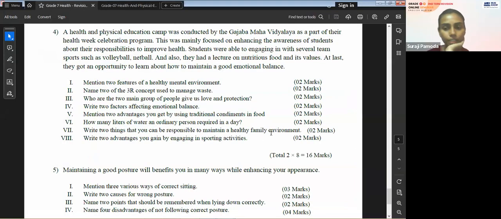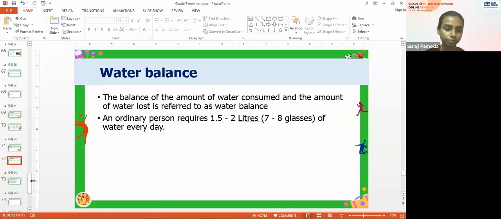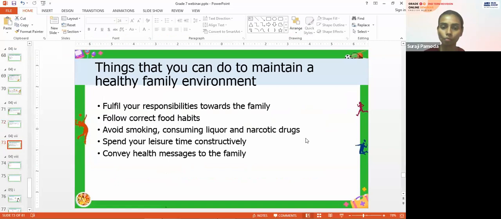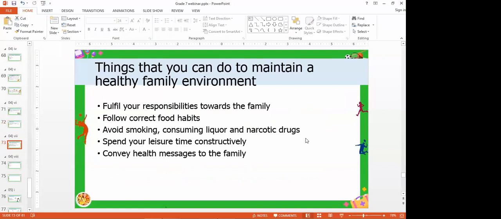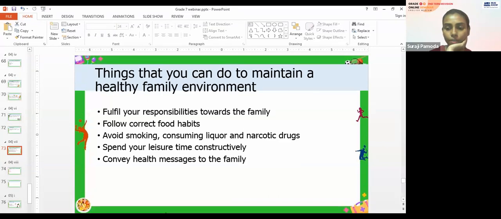Okay. Then the other one, write 2 things that you can do to be responsible to maintain a healthy family environment. Healthy family environment එකක් තියාගන්න ඔයාලා කොහොමද responsible වෙන්නේ කියලා අහනවා. So tell me. What is the answer for that one? Anyone? Follow correct food habits. Okay. Good.